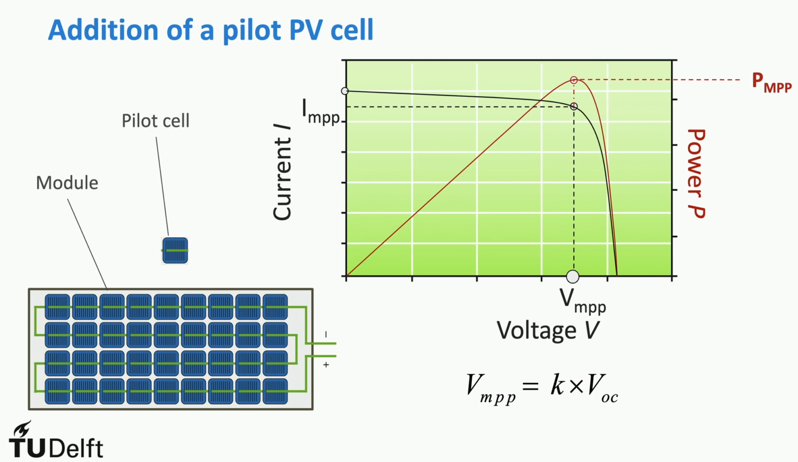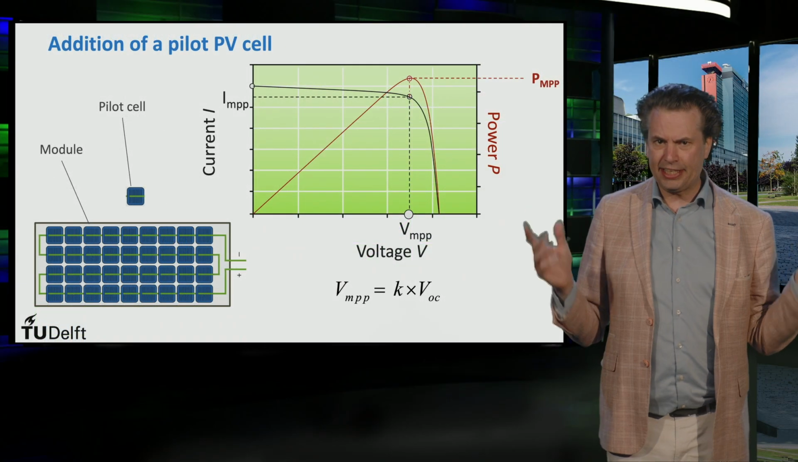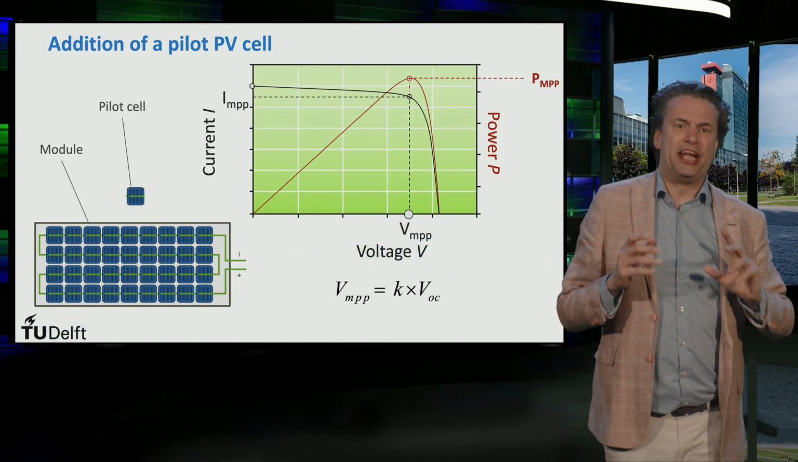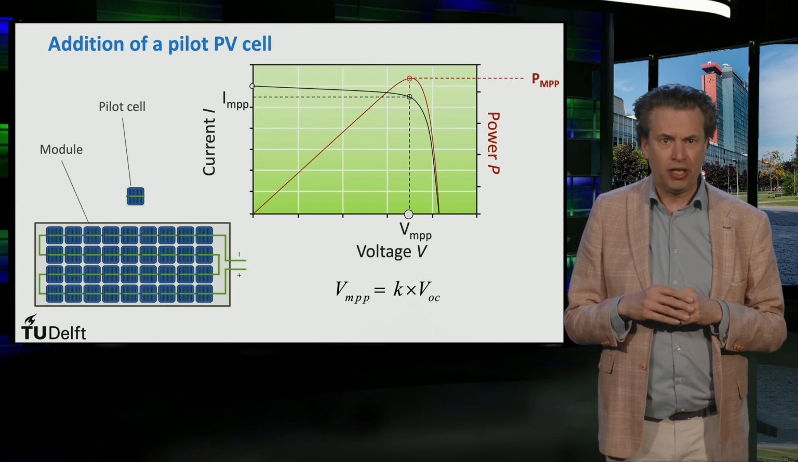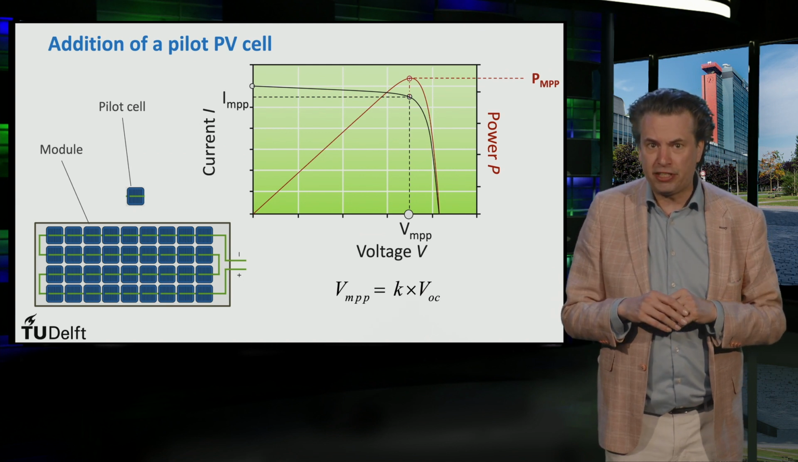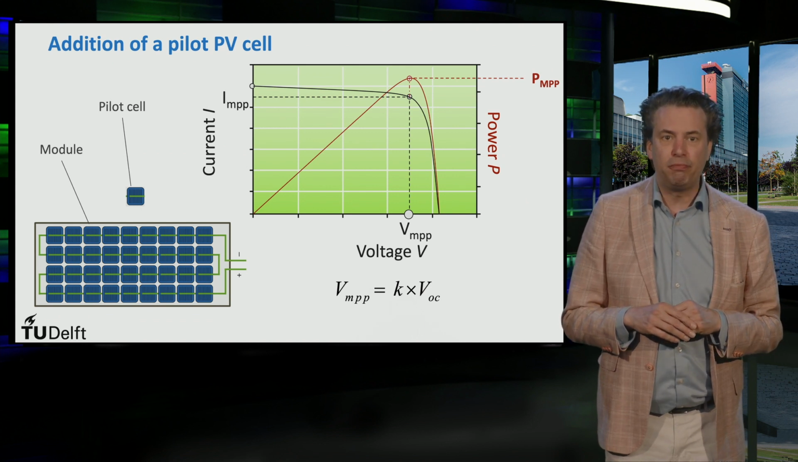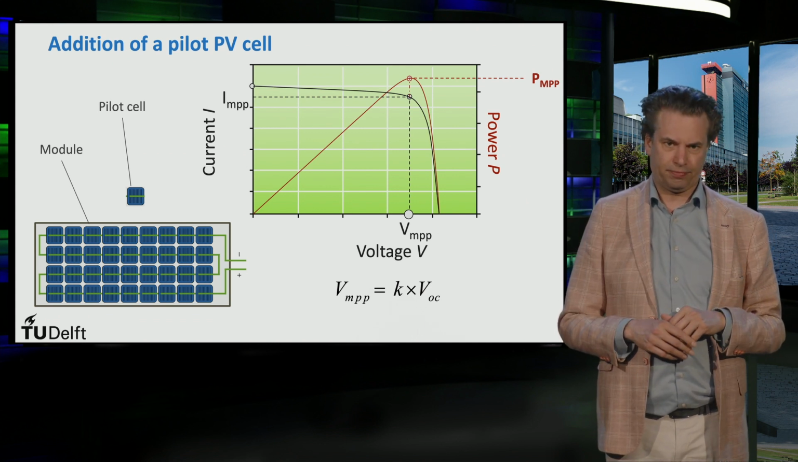This involves the inclusion of a pilot PV cell that is highly matched with the rest of the PV cells that constitute the PV module. The idea here is that the pilot PV cell receives the same illumination as the rest of the PV module, and measurement of the pilot PV cell also gives an accurate representation of the PV module under consideration.